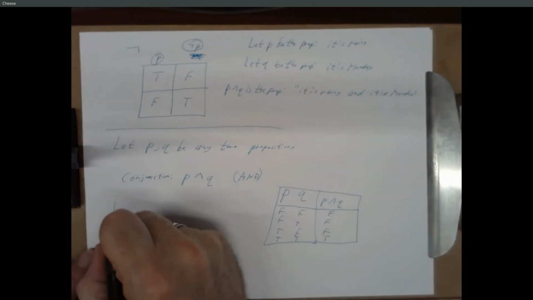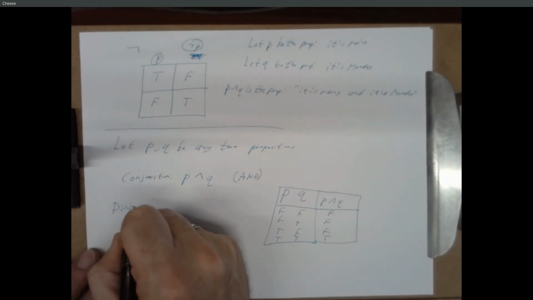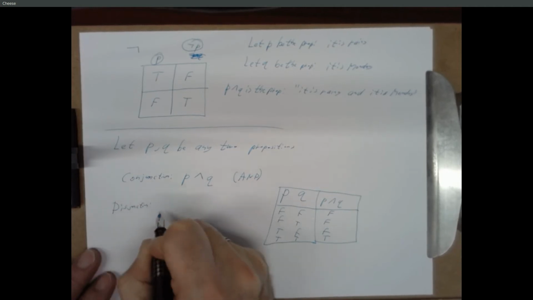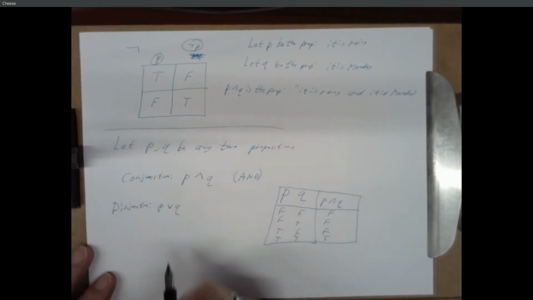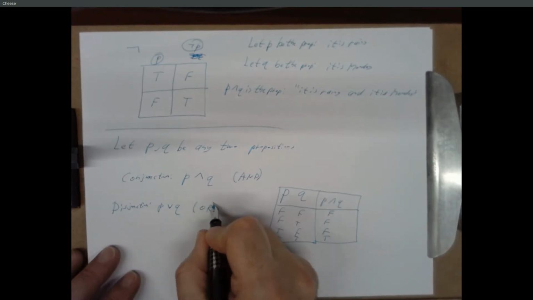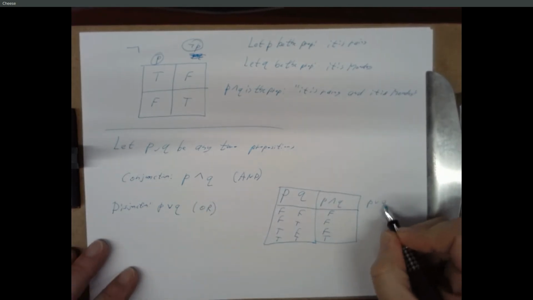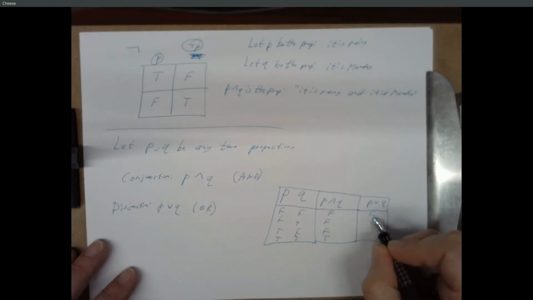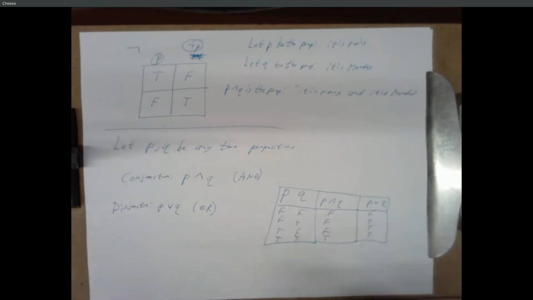All right, well, we can also do the disjunction, which we write with this upside down caret, or a V. And logically, that's an OR. And a disjunction is true if either P or Q is true, or both.